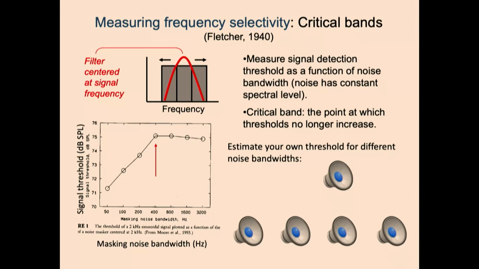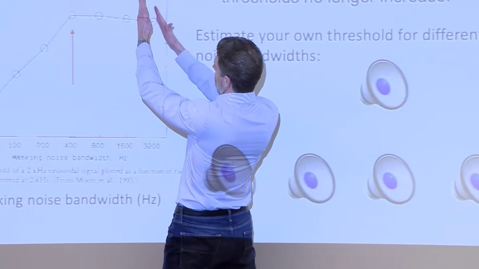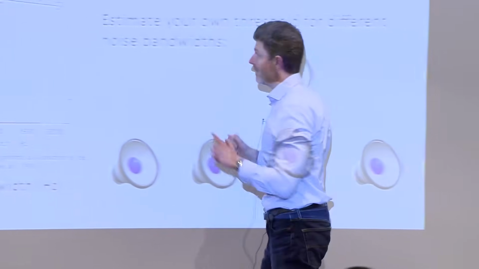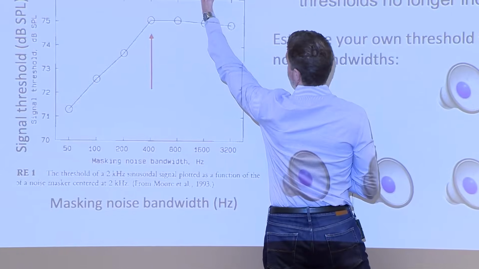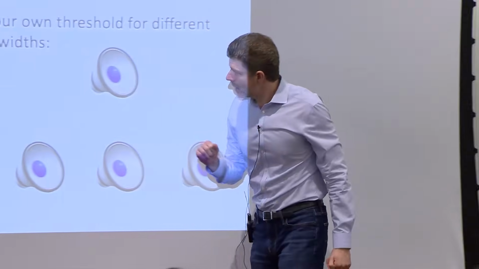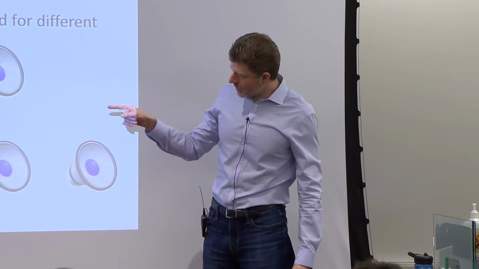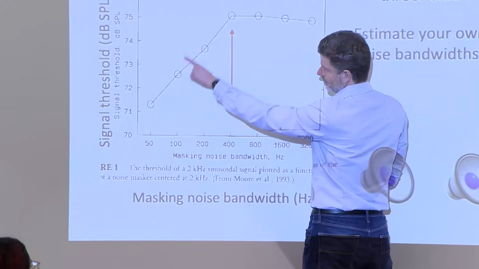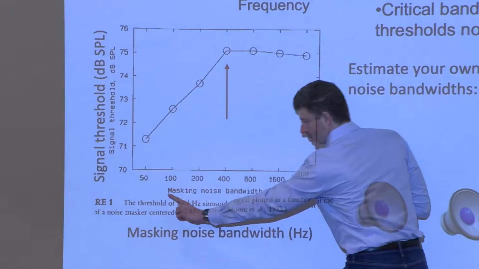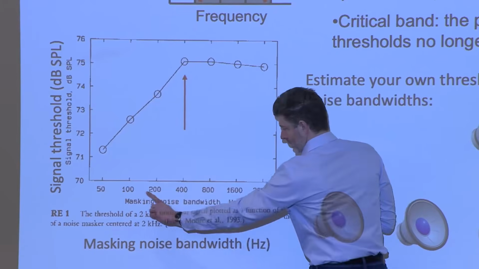All right, so the experiment that Fletcher conducted involved measuring the signal detection threshold as a function of the noise bandwidth. This is a noise that's got a constant spectral level, and we're just going to vary the bandwidth of the noise and measure how that affects your ability to detect a tone that's at the middle of the noise. And so the results of the experiment are shown over here. This graph plots the signal threshold in dB SPL as a function of the masking noise bandwidth in hertz.